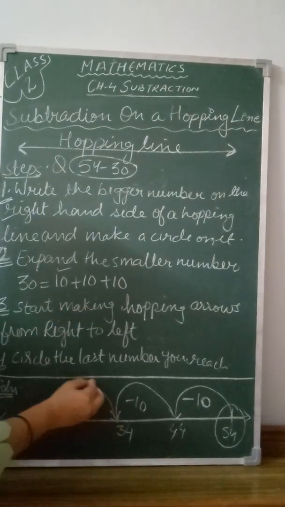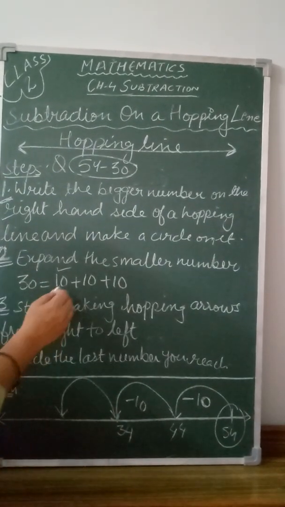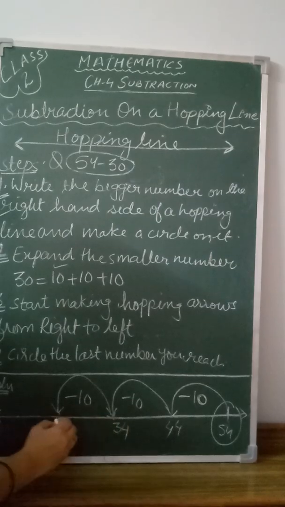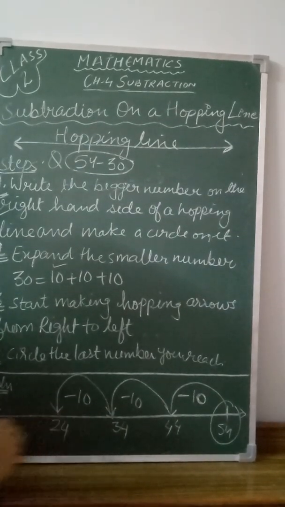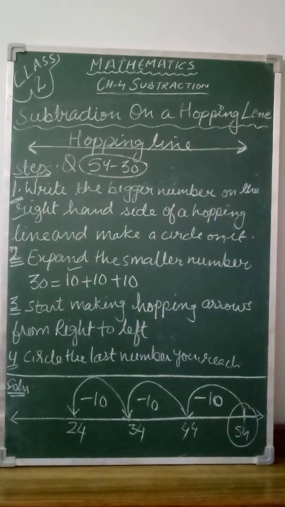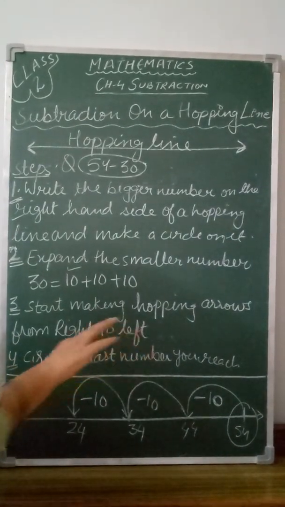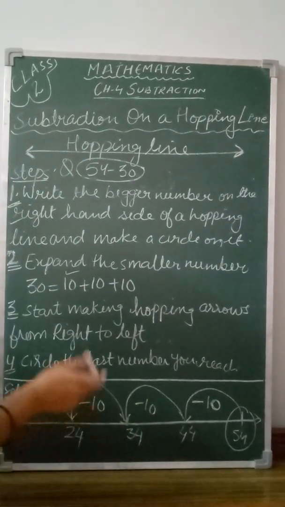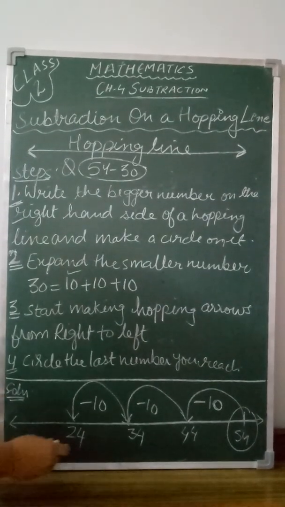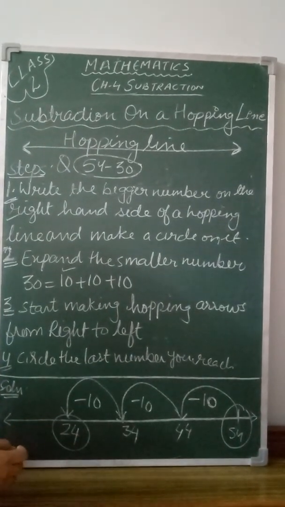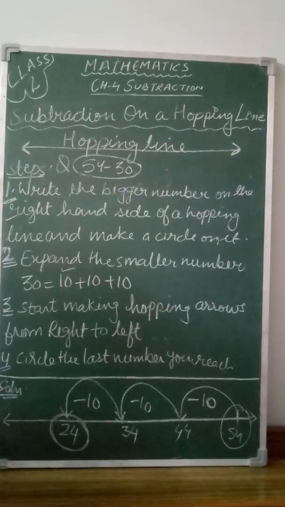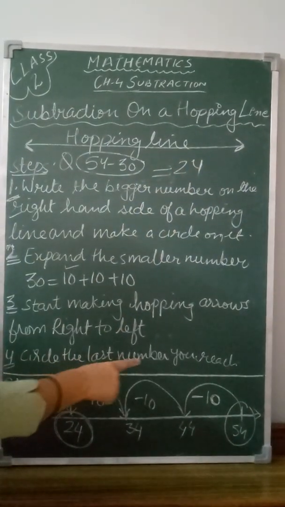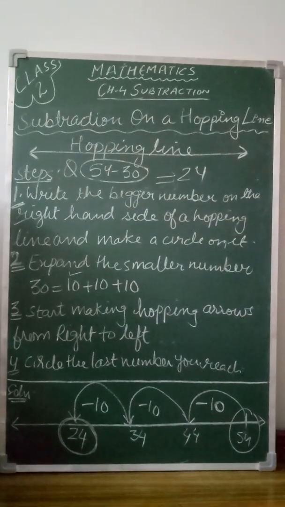One more hopping arrow is here. This is again of the same distance, because 10 plus 10 plus 10 is there, minus 10. Now when we subtract 10 from 34, it becomes 24. The expansion is 10 plus 10 plus 10, so I make the 3 arrows in the opposite direction. Now my expansion is also done. So this is the last number that I have reached after making the hopping arrows on the hopping line. So your answer is 24. Circle the last number you reach, and this last number is the difference of the two numbers.